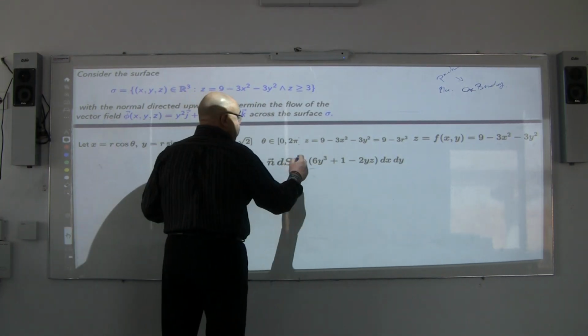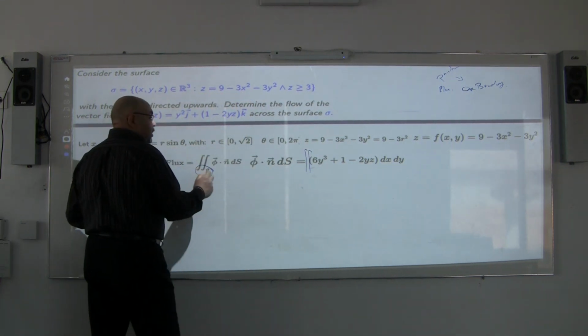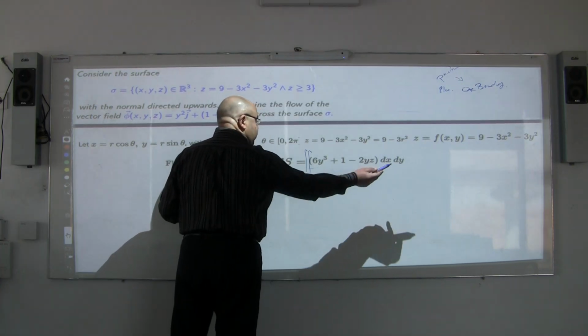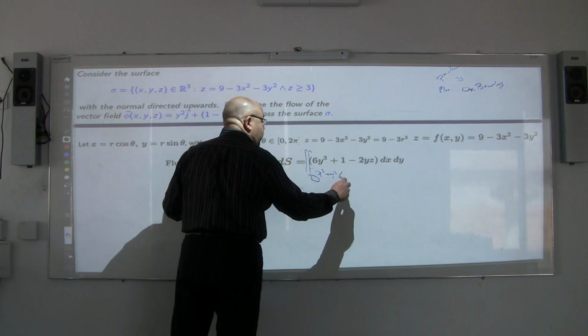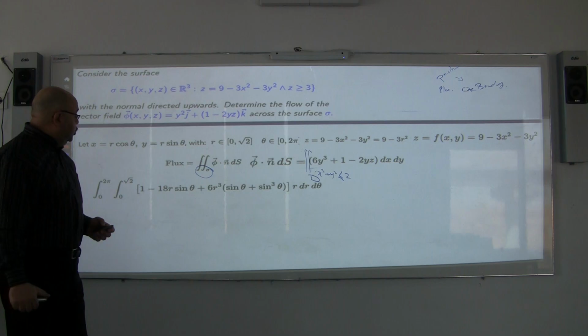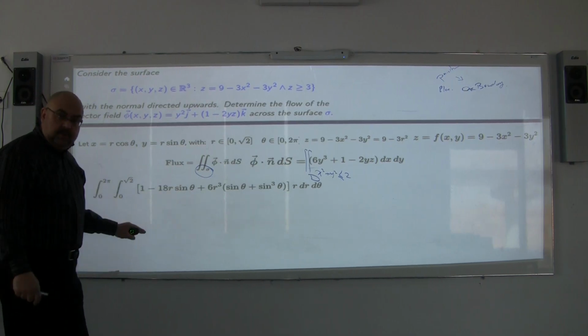So now, instead of integrating through the surface, I'm going to integrate through the flat area. That's the domain of dx dy, which is x squared plus y squared less than or equal to 2 for this disk. And so if we make the replacement, we will have this equation.